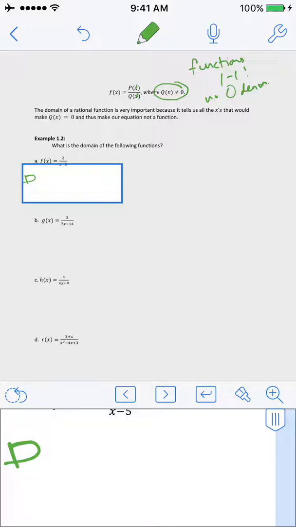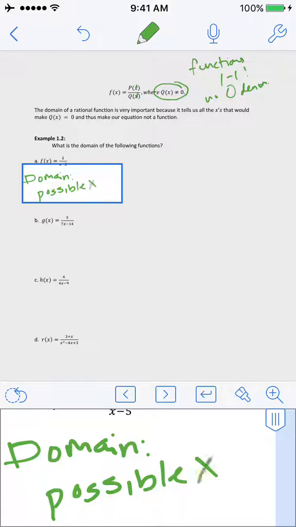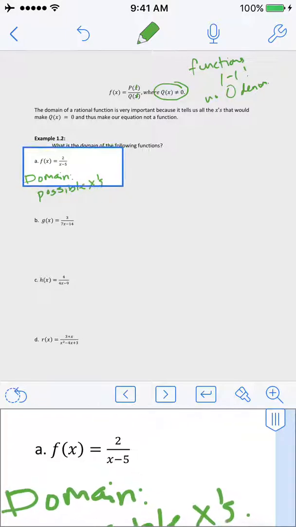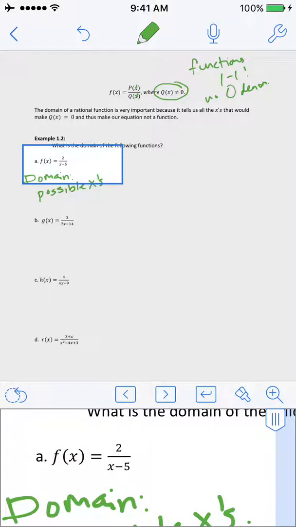Remember, domain means all possible x's. Things that when I plug it in, I can actually solve for it, right? So which one of those would not be possible? What x here would cause a problem? Well, the x here causing a problem would be down here, right? First off, the x is in the denominator. And what value, if I plug that in there, would make this a problem?